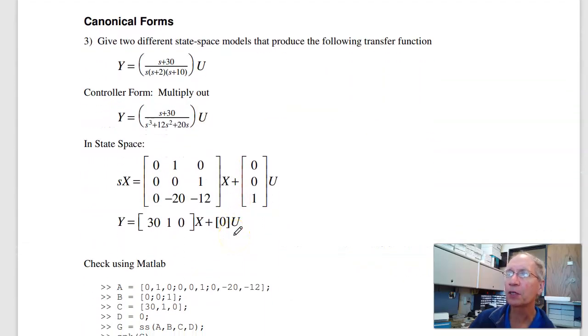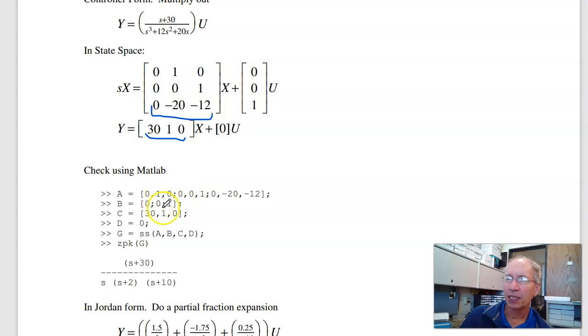Problem 3, canonical forms. Given a transfer function, there's an infinite number of ways of expressing that in matrix form or state space form. Give me 2. So one approach is controller canonical form. Multiply it all out, and here's the denominator polynomial, here's the numerator polynomial. If I check in MATLAB, input A, B, C, D, I get the same transfer function.